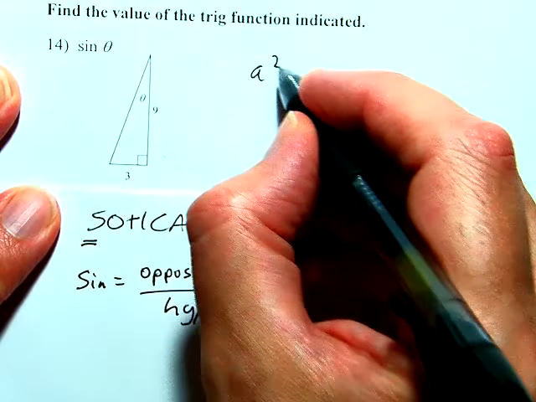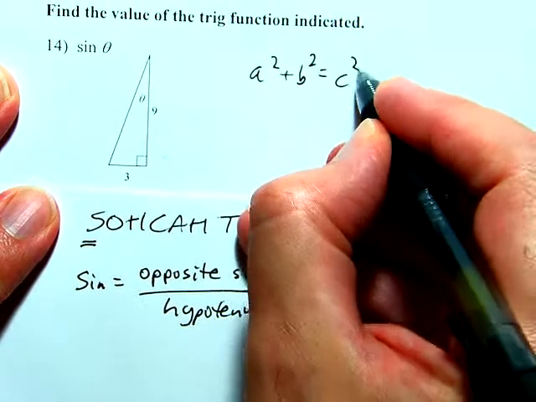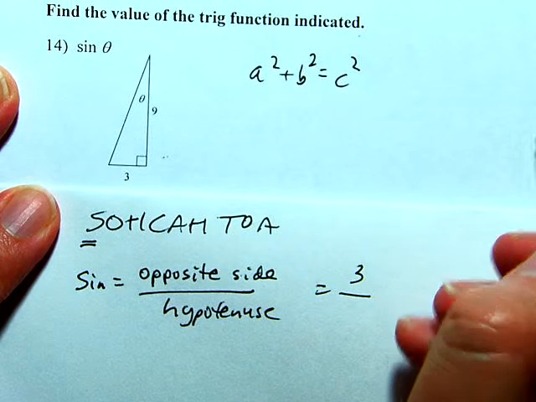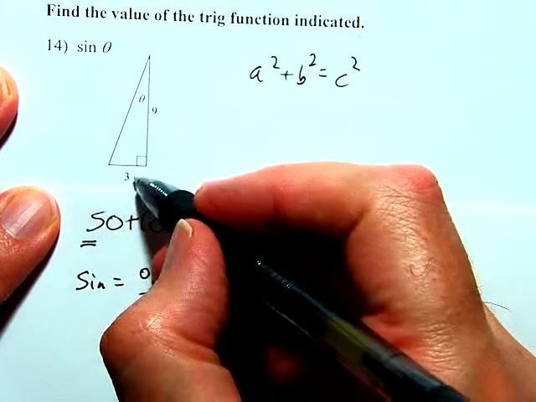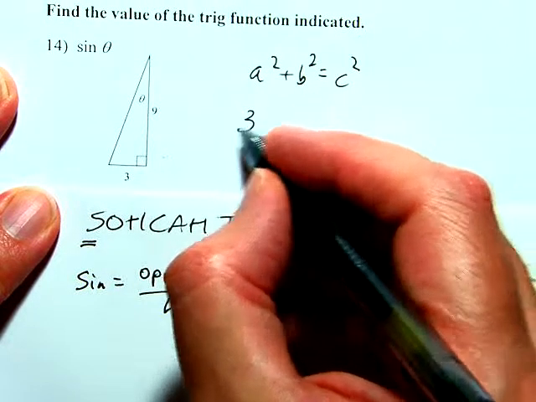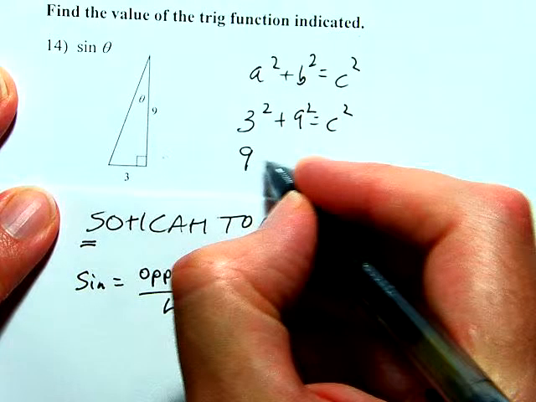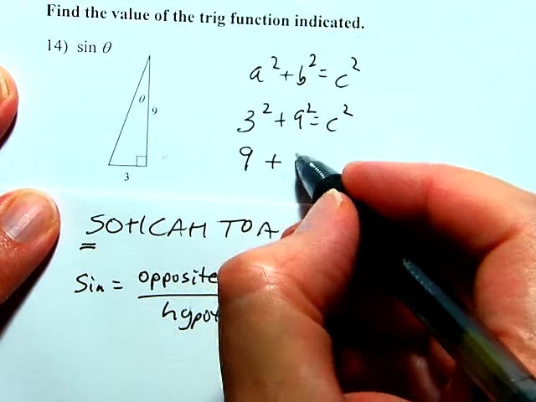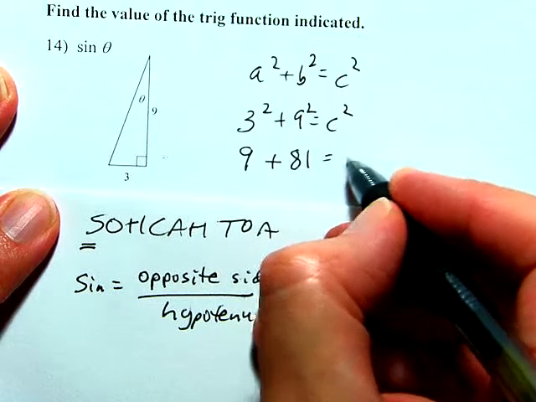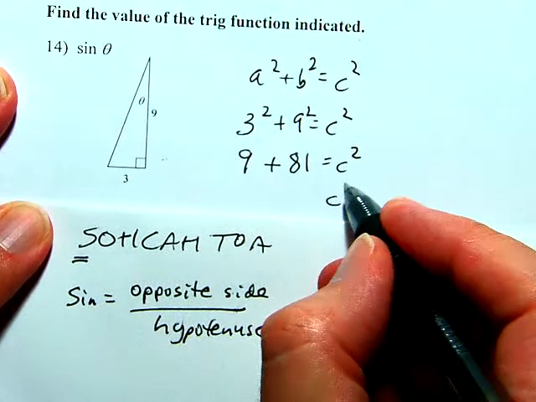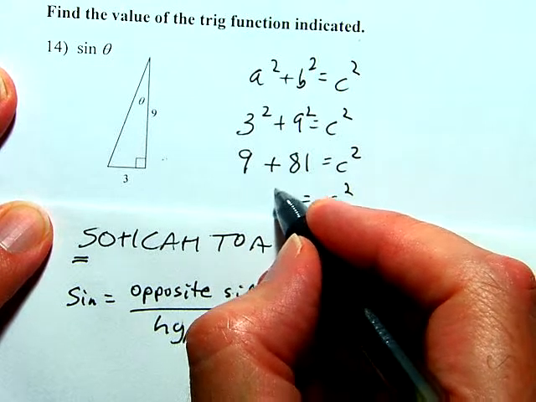We know a squared plus b squared equals c squared, where c is the hypotenuse. That's what we need to know. A and b are 3 and 9. We've got 3 squared plus 9 squared equals c squared. This is the same thing as 9 plus 81 equals c squared. Therefore, c squared equals 90.